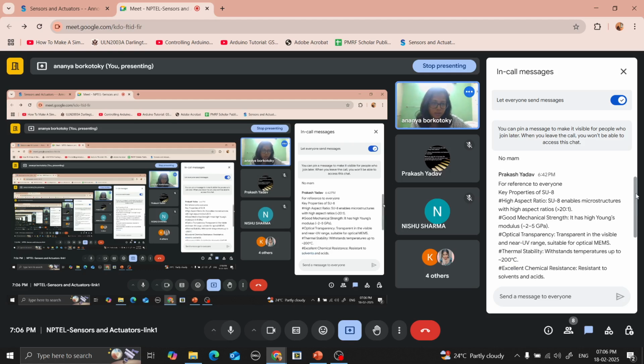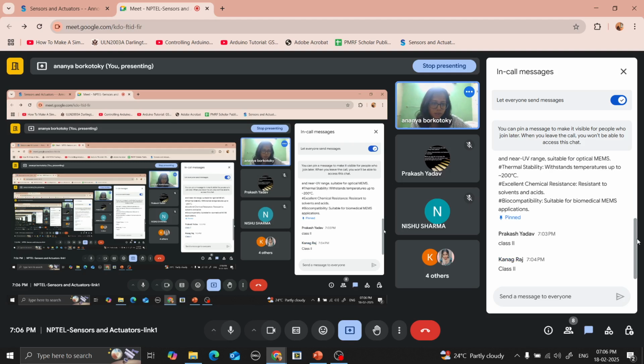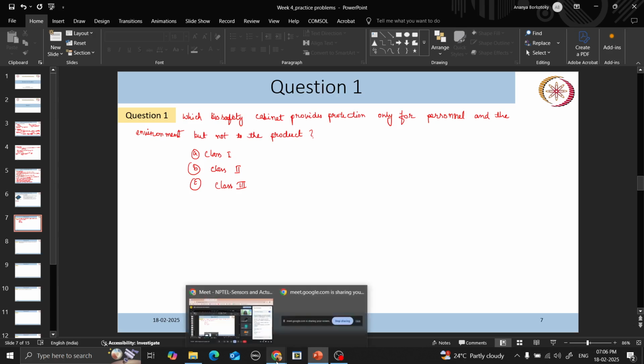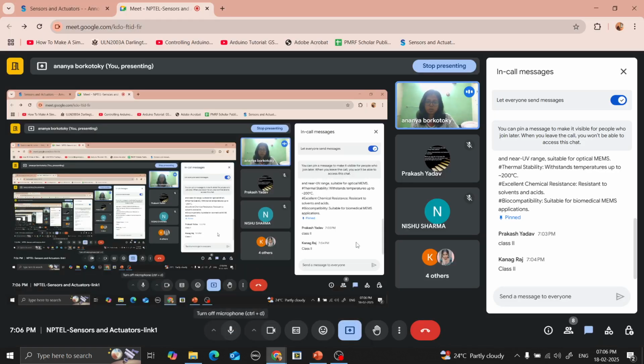Okay, the answer is class 1. If you remember, the TA mentioned it in the lab video. There are three types of biosafety cabinets where you will do your experiments, testing and analysis of your biological sample or biomedical sensor that you are designing.